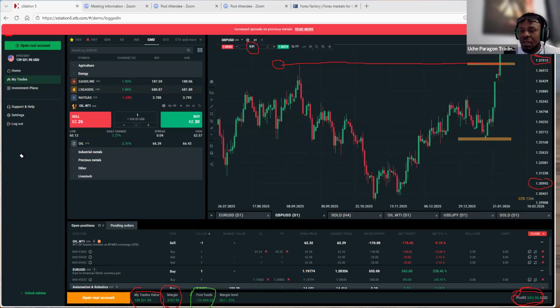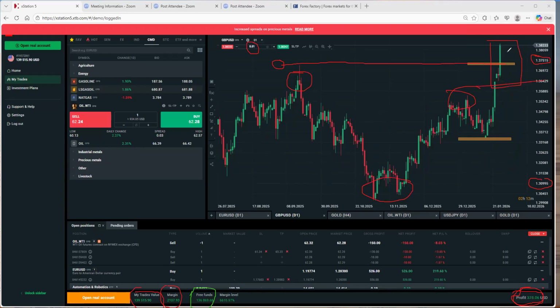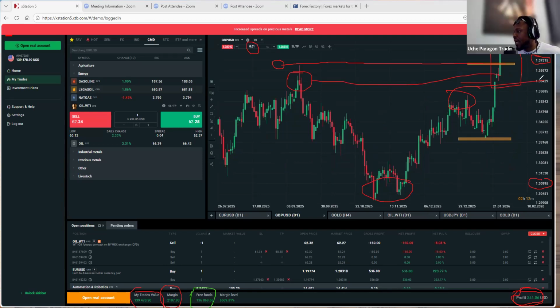For example, if you check this market now, here is a support. Here is a resistance. Here is a resistance. But here is a breakout. You see here, it's a breakout, because the market broke the resistance. So after this run, it will definitely come back.